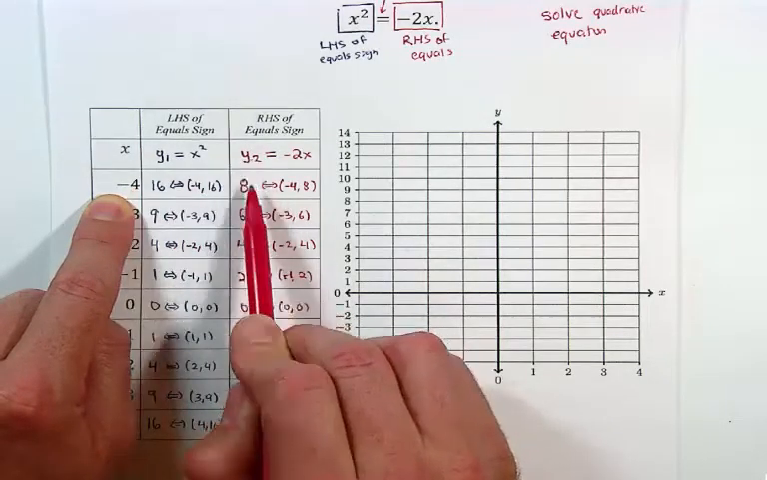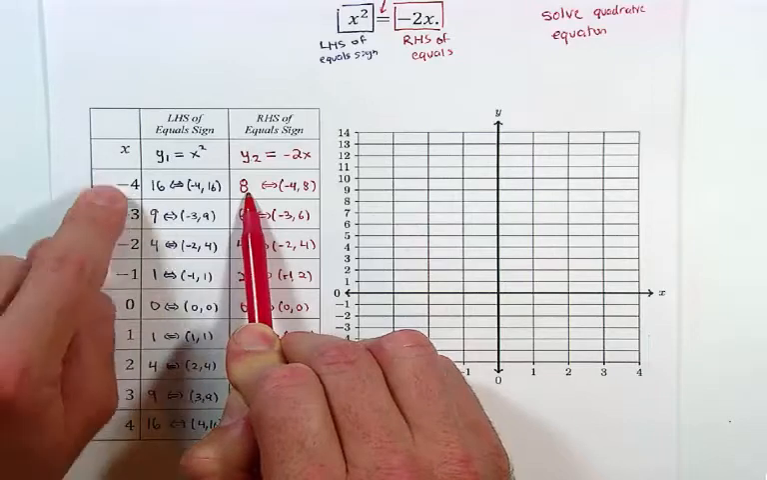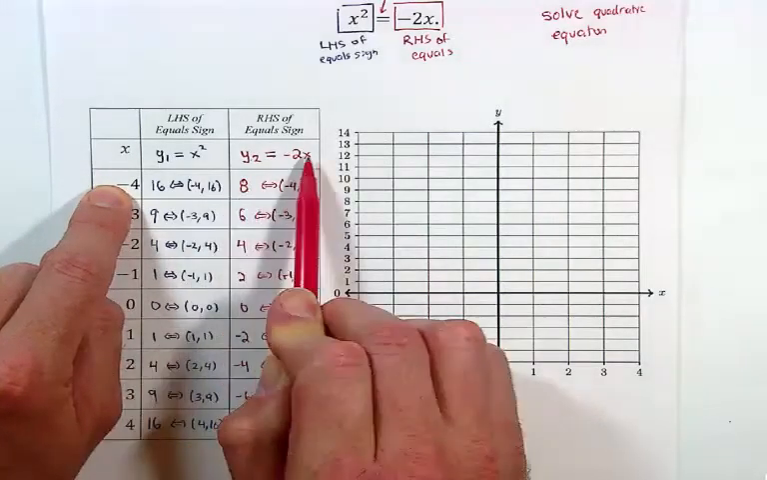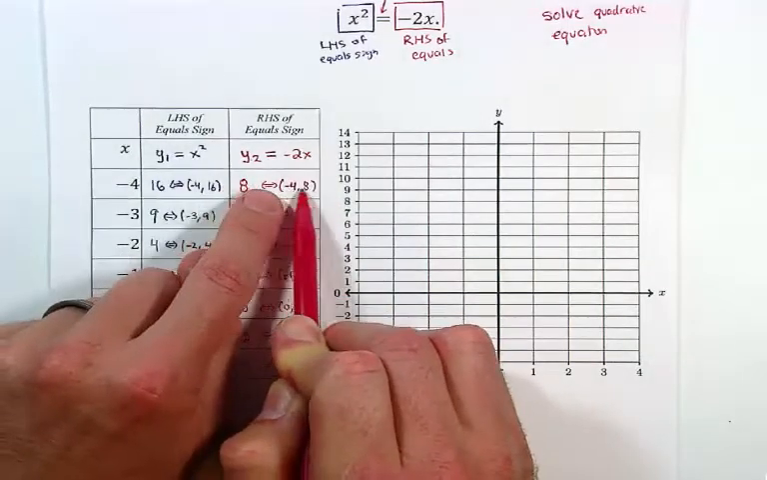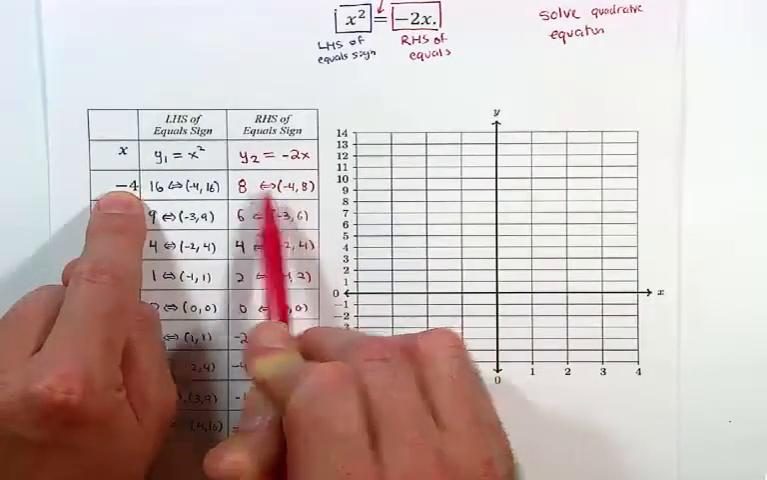For y2, we see the output is 8. In other words, negative 4 produces the output 8 for this function. So we write the input-output pair as negative 4 is the input, 8 is the output.